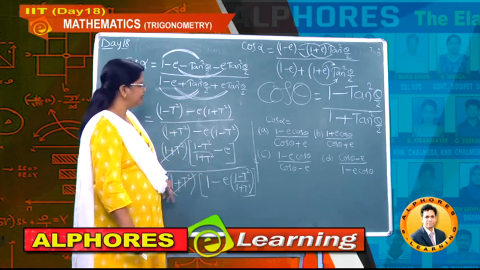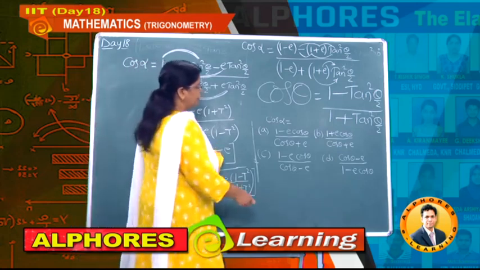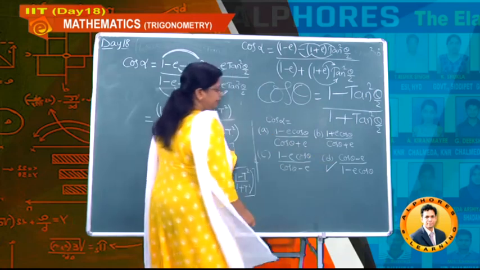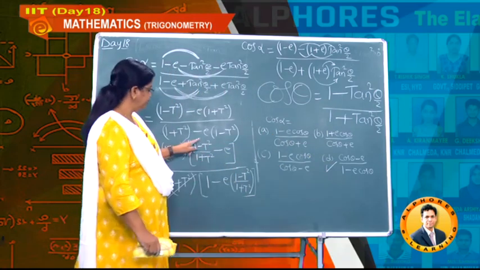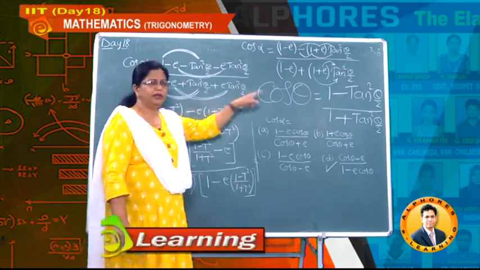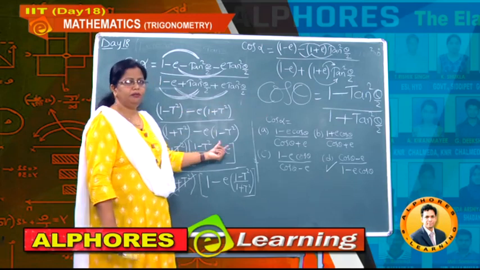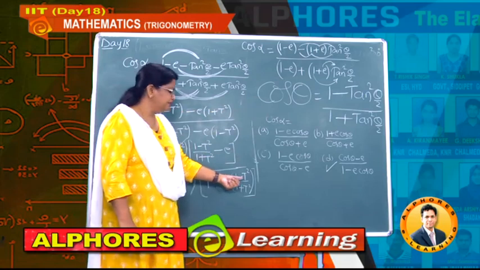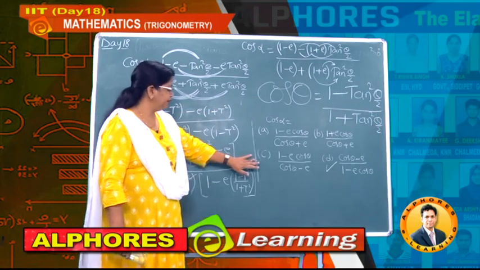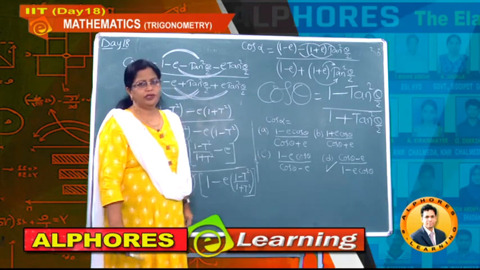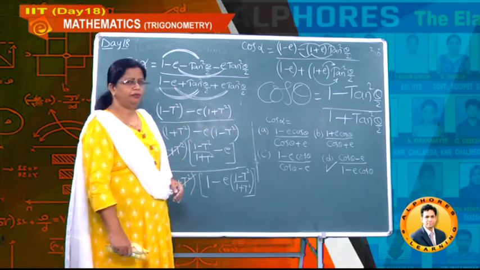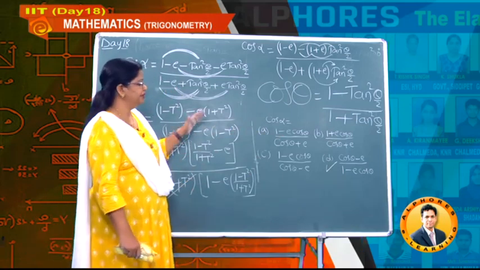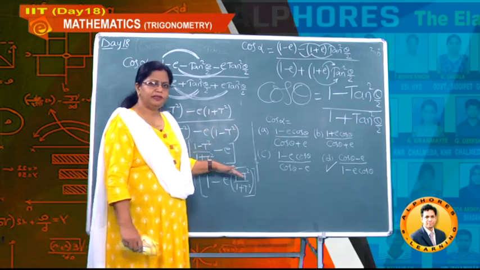So what is the answer? Right answer you got, students. Option D. Okay, what is option D here? This is the formula from this one, that is cos theta minus e whole divided by 1 minus e times cos theta. Therefore, you got the answer as option D. One of the important problems this one, students. So just observe thoroughly and practice once again.